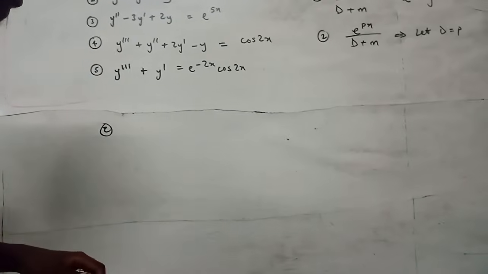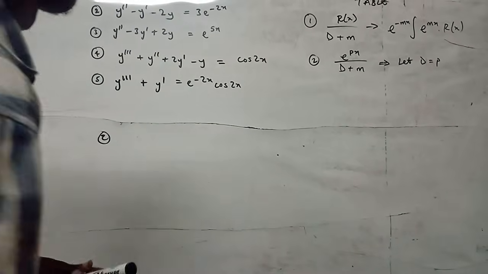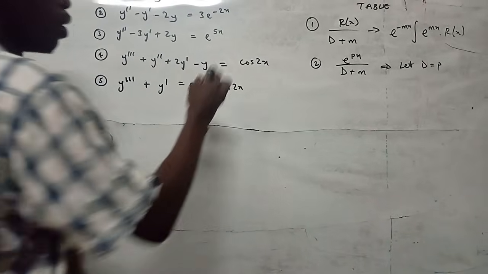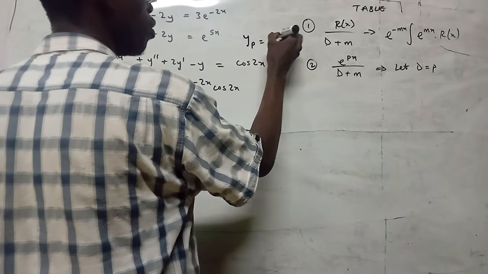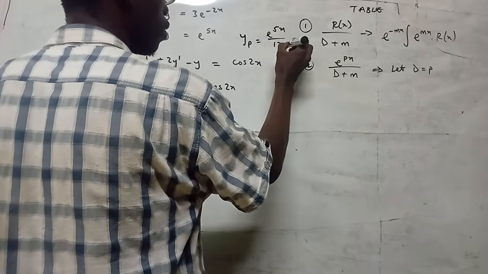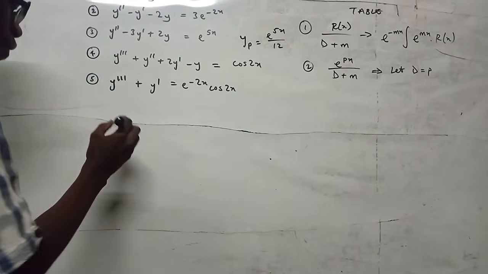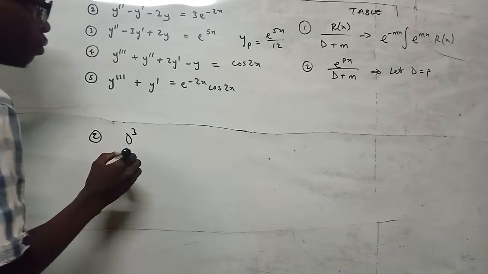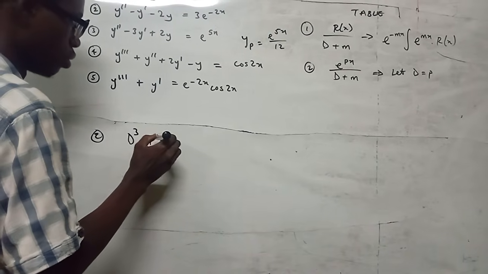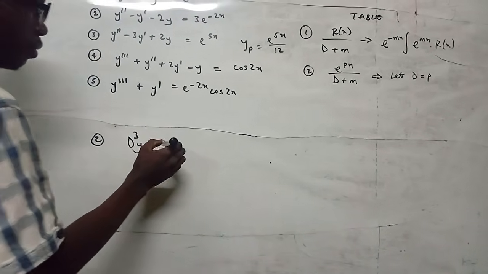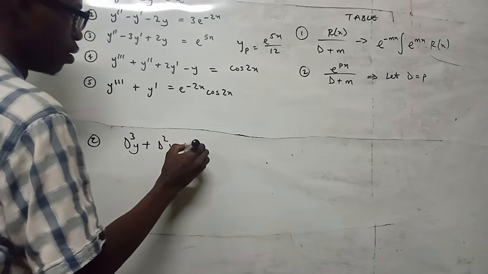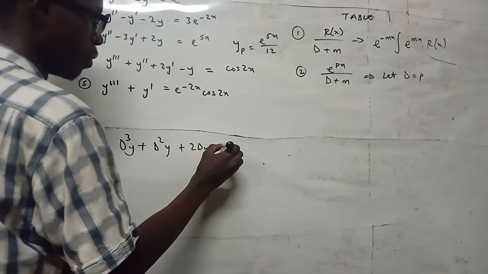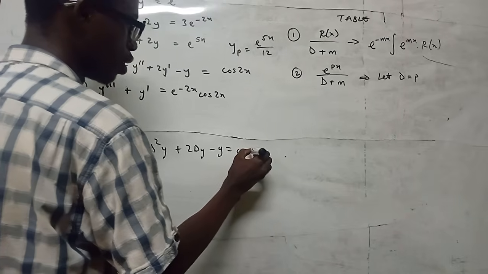So, question number 4 now. We are done with question number 3 and we got our yp to be equal to e raised to power 5x over 12. So for question number 4, we have d cube plus d squared y plus 2 dy minus y equals cos 2x.